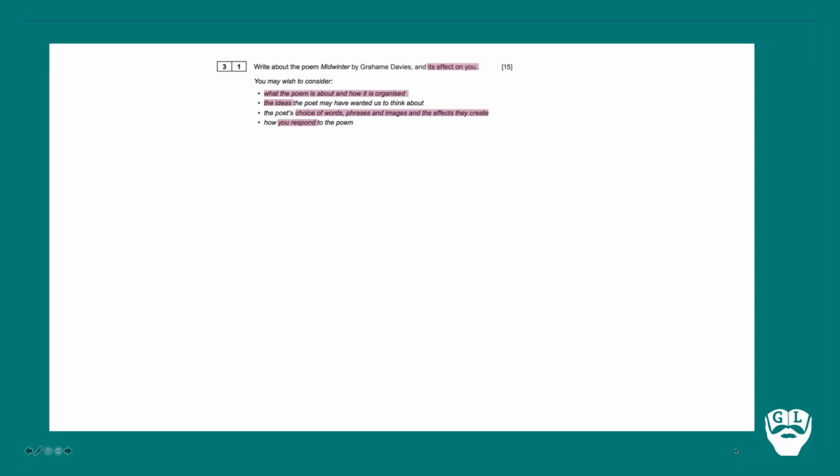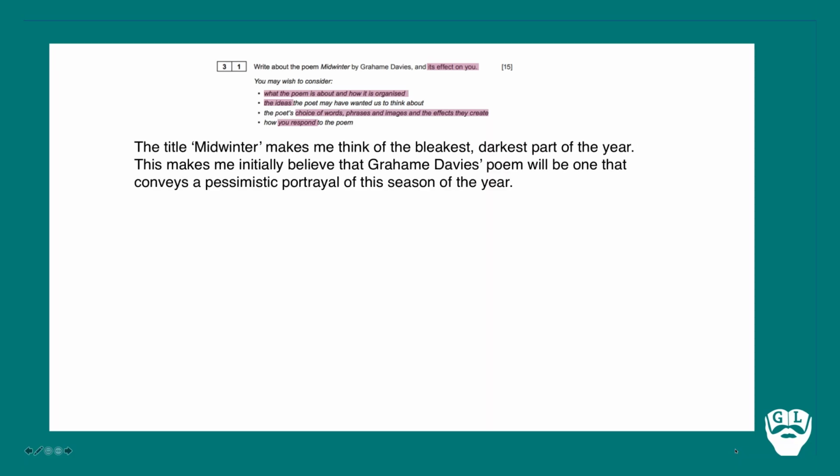So, the title Midwinter makes me think of the bleakest, darkest part of the year. Notice how I've started with the title. I've written in the first person, makes me think of. It makes me initially believe. Notice that word initially. So I'm allowing myself the opportunity to go, well, the poem may change in its tone, as I learned that it did. Graham Davies' poem will be one that conveys a pessimistic portrayal of this season of the year.